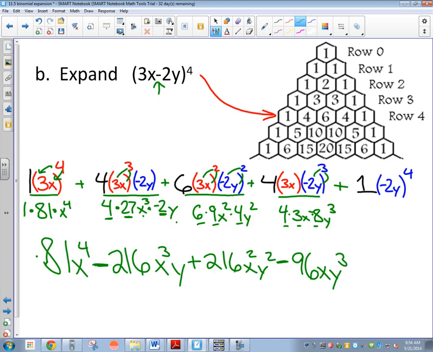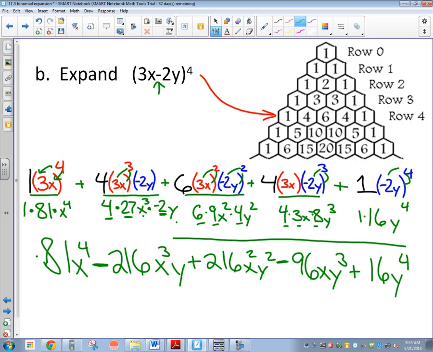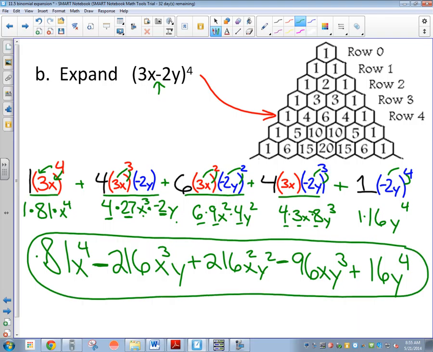So far my signs have gone positive, negative. Guess what the last one's going to be? Positive, because it's negative 2 to the fourth. So it's 16y to the fourth times 1. So it's just 16y to the fourth. Not a ton of fun, but it beats trying to write 3x minus 2y times 3x minus 2y, 3x minus 2y, 3x minus 2y. It's a lot easier than that. Good calculus.